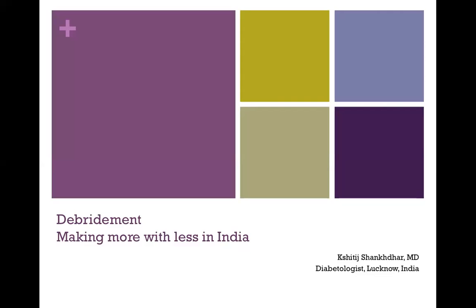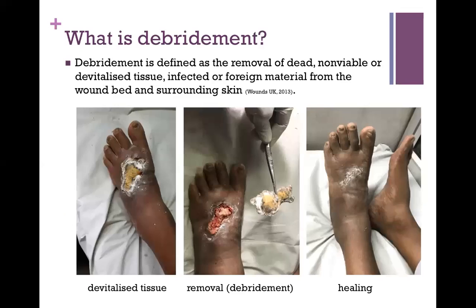The topic of my presentation is debridement, making more with less in India. Now, debridement is defined as the removal of dead, non-viable or devitalized tissue, infected or foreign material from the wound bed and surrounding skin. As one can see in the first picture, the lesion is there and the devitalized tissue is there, and in the second one, debridement has been done and the devitalized tissue has been removed, and in due course, healing happens.